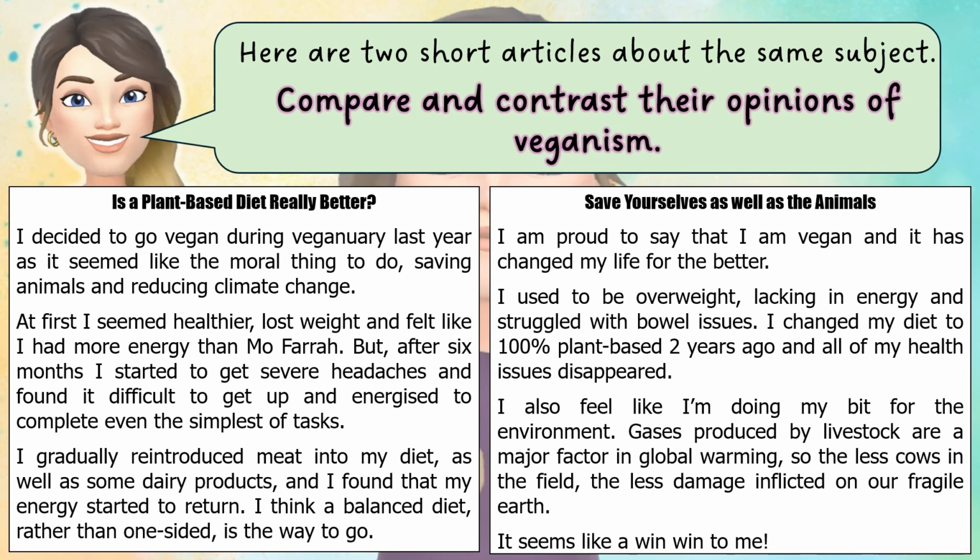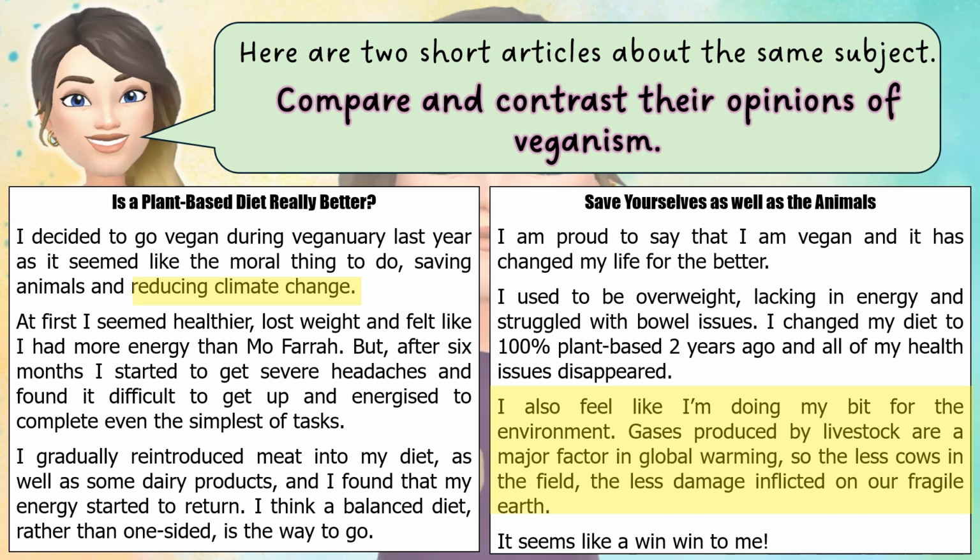So first, let's look at a similarity. Number 1 says reducing climate change, and number 2 says I also feel like I'm doing my bit for the environment. Gases produced by livestock are a major factor in global warming, so the less cows in the field, the less damage inflicted on our fragile earth. So we could say that's a similarity, that they both feel like veganism is better for the environment.